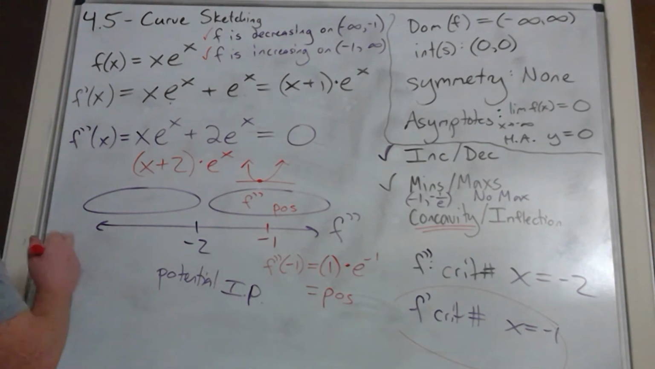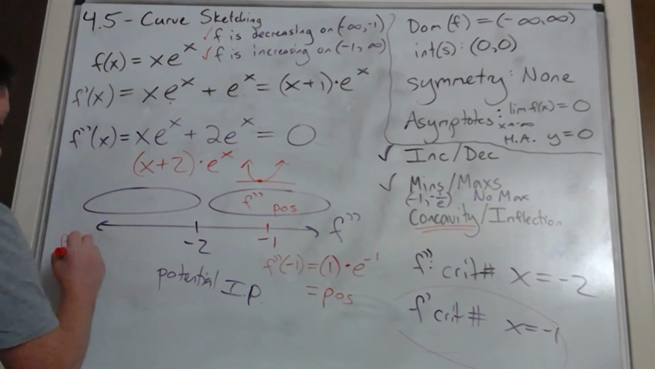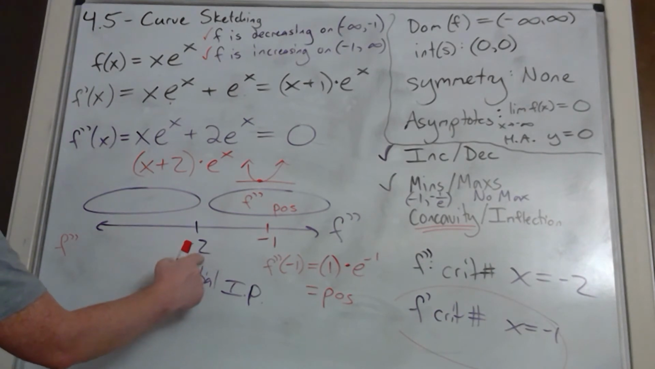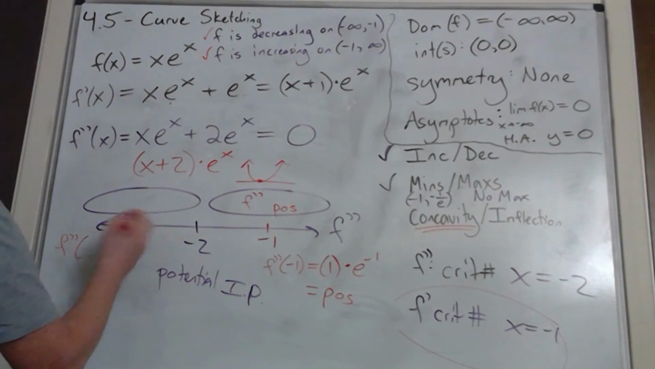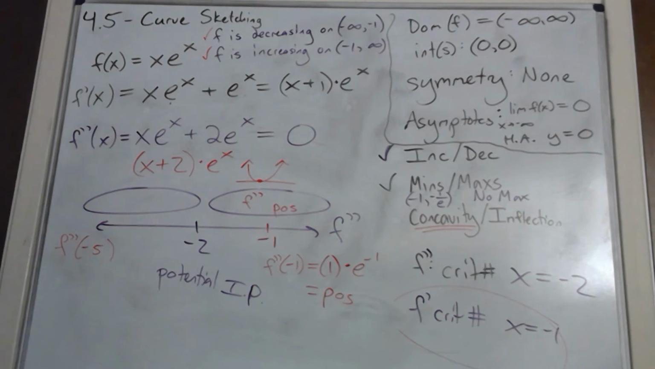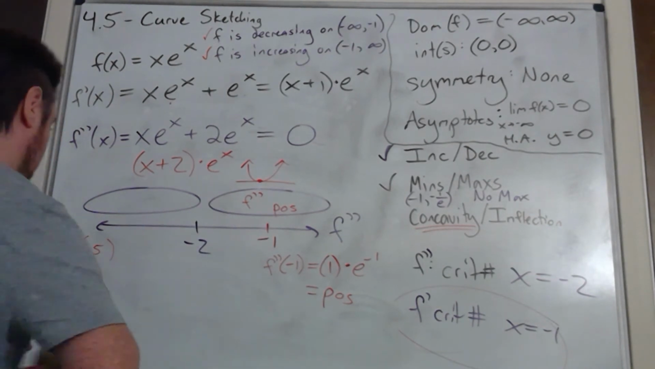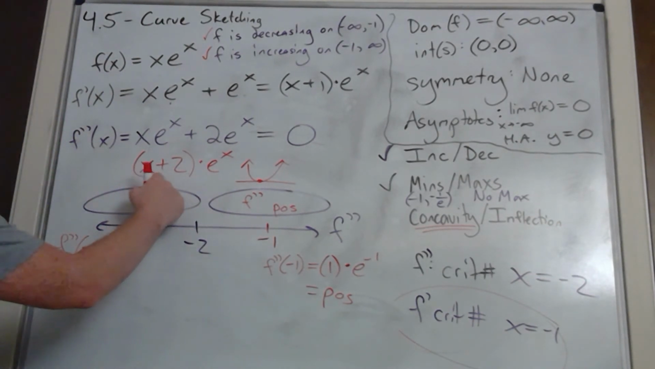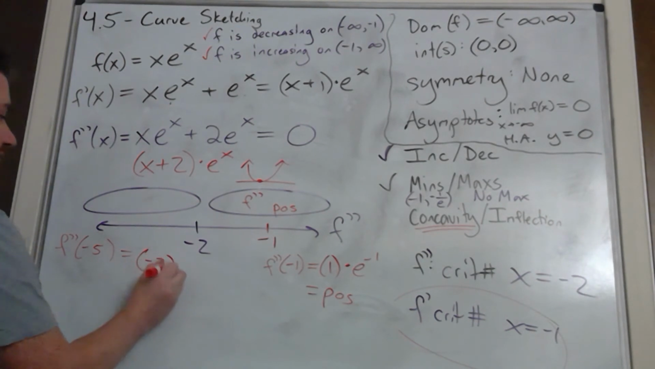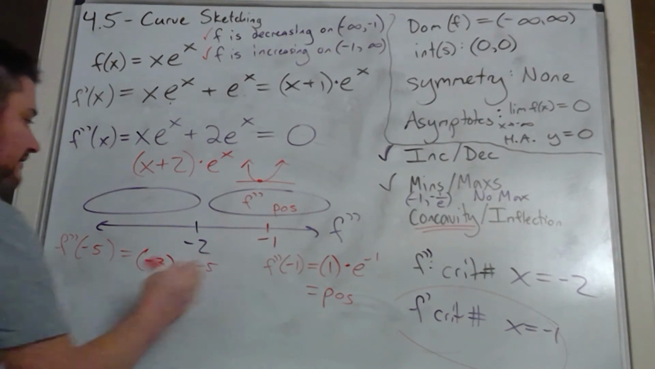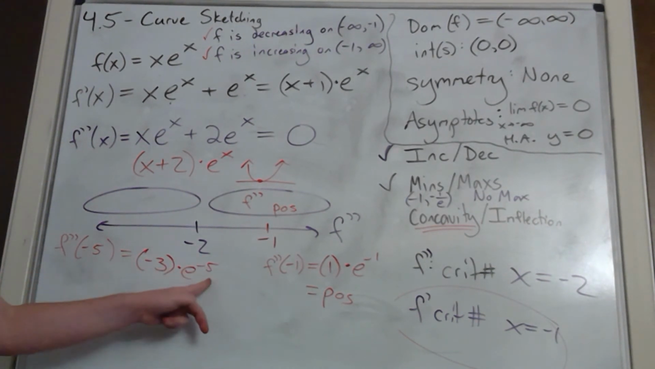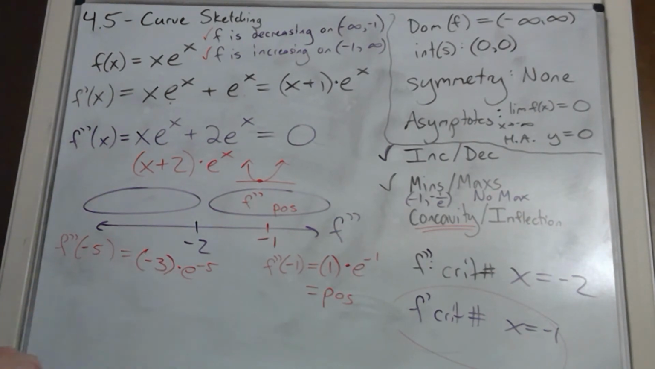Okay, let's finish up the second derivative looking for inflection points. So let's choose something to the left of -2. Let's say negative anything. Let's say -5. Okay, so what are we going to get there? Now I've got -5 plus 2, which is going to give me a -3 right there, times e to the -5. So e to the -5 is positive, times -3 overall gives me negative.